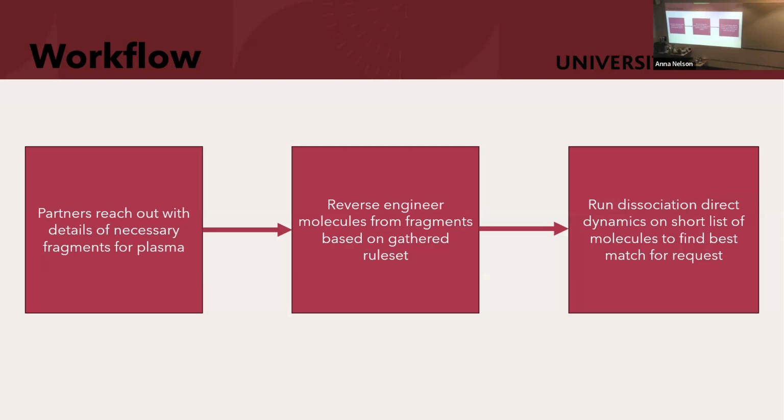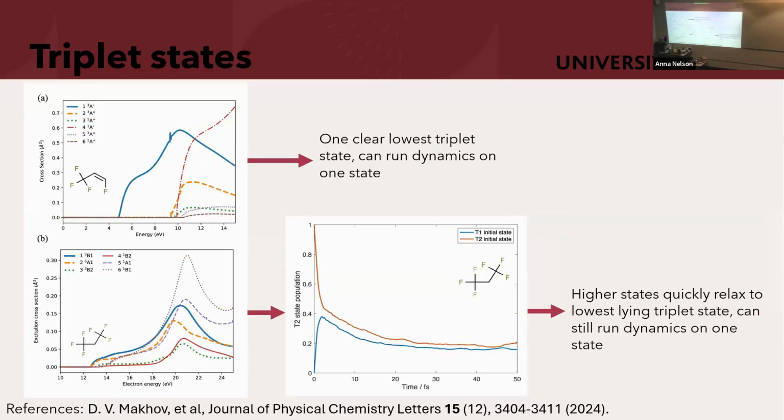And so we started by using the R-matrix code to calculate the electronic excitation states and cross sections for two molecules, one with a double bond. Here it's very clear that there is a lowest-lying triplet state. So we can run our dynamics entirely on this lowest-lying triplet state, which is very nice because it's so much cheaper. If we look here, I'm sure I'm convincing nobody that there is one lowest-lying triplet state.